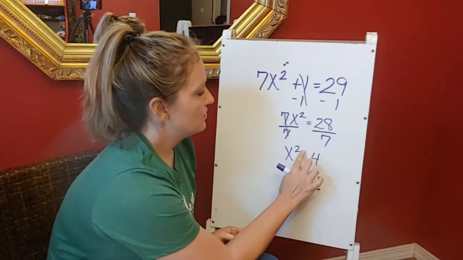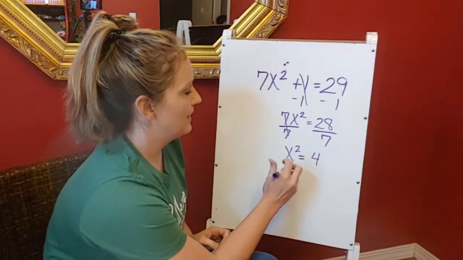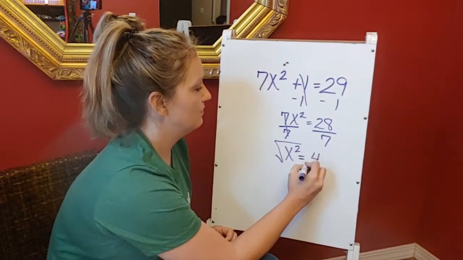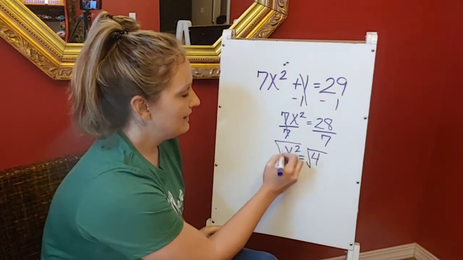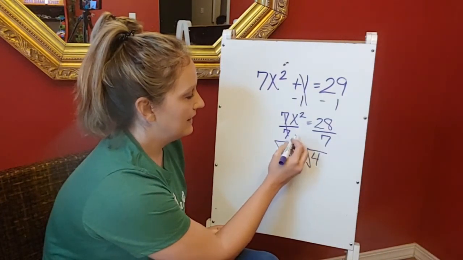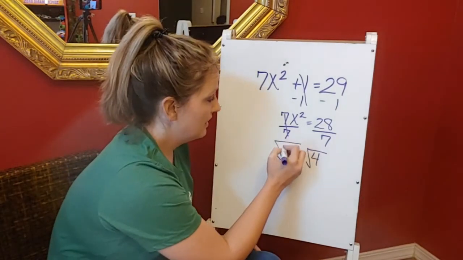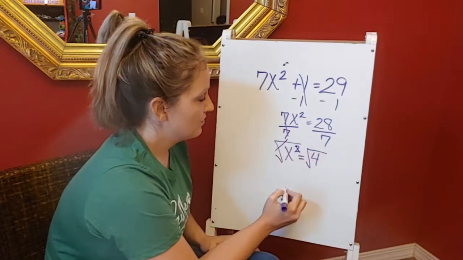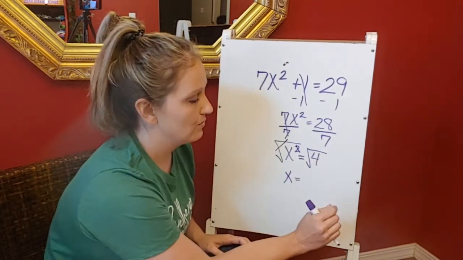And then I'm going to use square roots to solve this because I need to get x by itself. So I'm going to take the square root of both sides. Now whenever I take the square root of an x squared, they kind of cancel each other out. They're like inverse operations. So that square root and that squared are canceled out, and all I'm left with is x. And then I'm going to take the square root of 4.